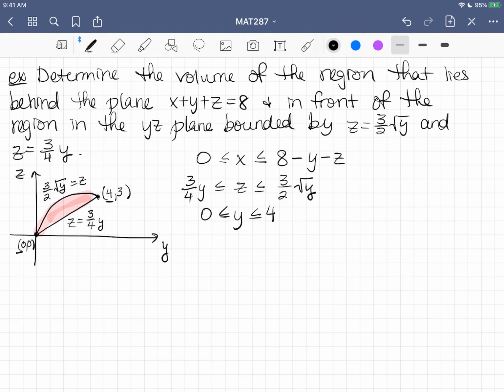All right, so the volume of this region is the integral. Let's do the triple integral. We're going to do dx, dz, dy, where x goes from 0 to 8 minus y minus z, z goes from 3/4 y to 3/2 root y, and y runs from 0 to 4.